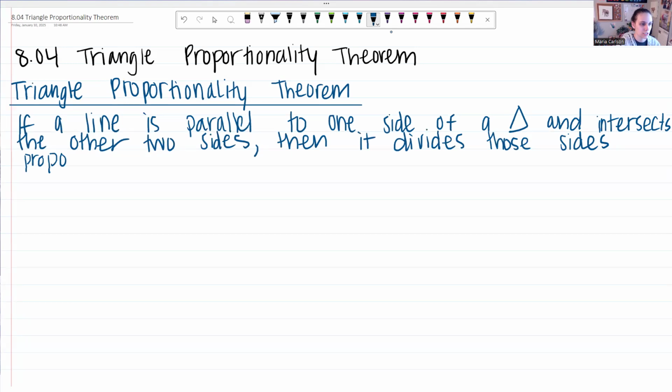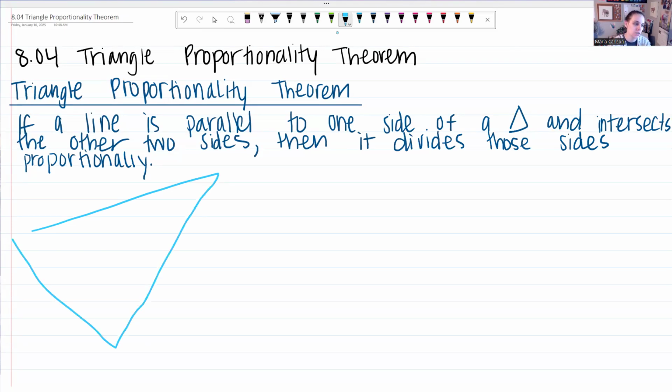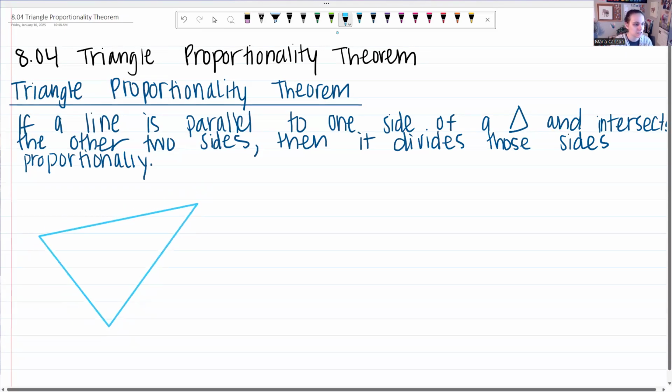We're going to draw a picture to see what this actually looks like. So if a line is parallel to one side of a triangle and intersects the other two sides, then it divides those sides proportionally. And let's draw a picture here. We're going to draw a triangle ABC first. Maybe like this. Doesn't have to be perfect. So here's A, here is B, and here is C.